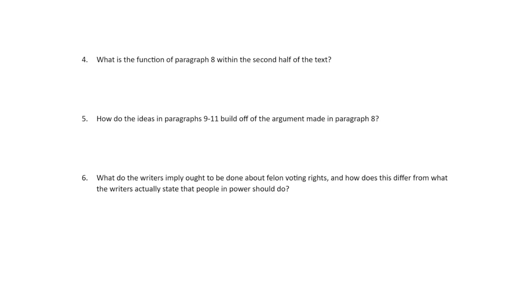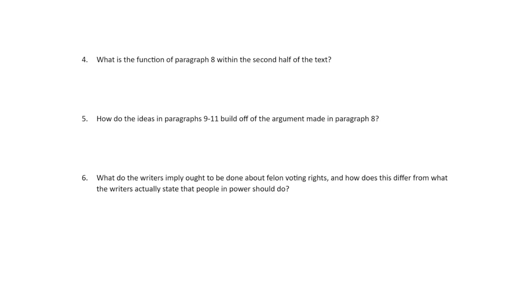And that leads us to number 5. I just explained it. How do the ideas in paragraphs 9 through 11 build off the argument made in paragraph 8? Well, paragraph 8, of course, explains how difficult this is going to be and how we're going to have to take these baby steps and have to accept what we can do in the meantime. And that's what paragraphs 9 through 11 do. They explain all of the little things that can be done in the meantime, ultimately with the goal of eliminating these laws that bar ex-felons from voting.